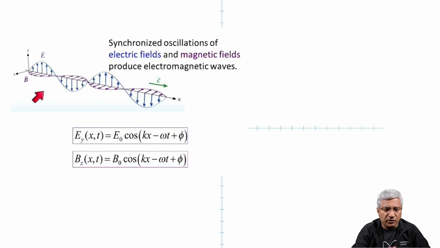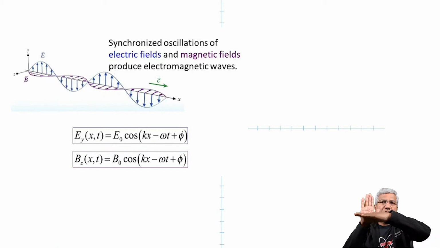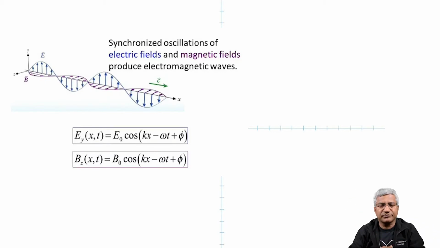But notice something, both reach zero together and both reach maximum together. So although they are in perpendicular planes, they hit the maximums at the same time. And the electric field is given by E naught cosine kx minus omega t plus phi, and the magnetic is given by B naught cosine kx minus omega t plus phi. You may remember that k is the wave number, right? Remember, k is the wave number from waves.